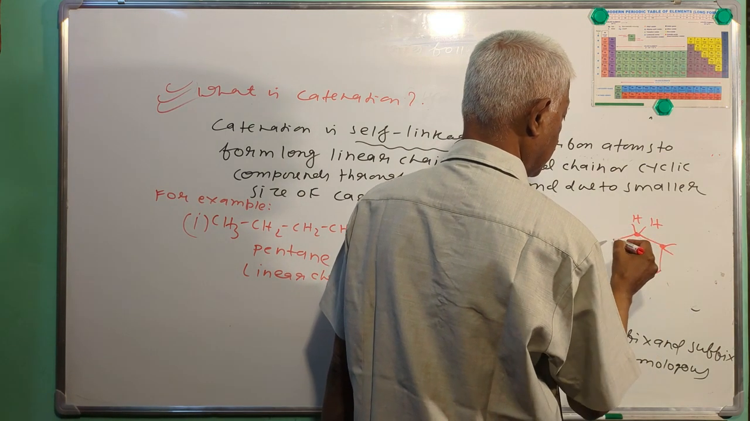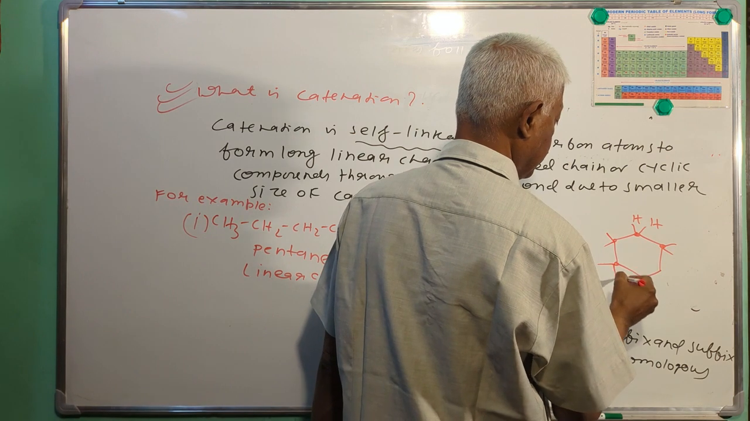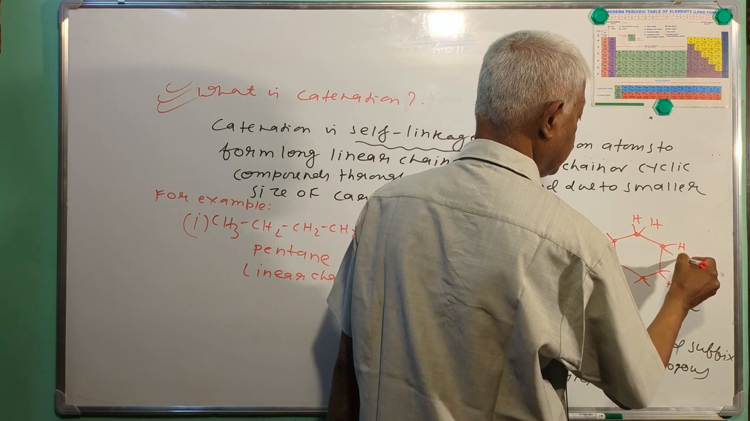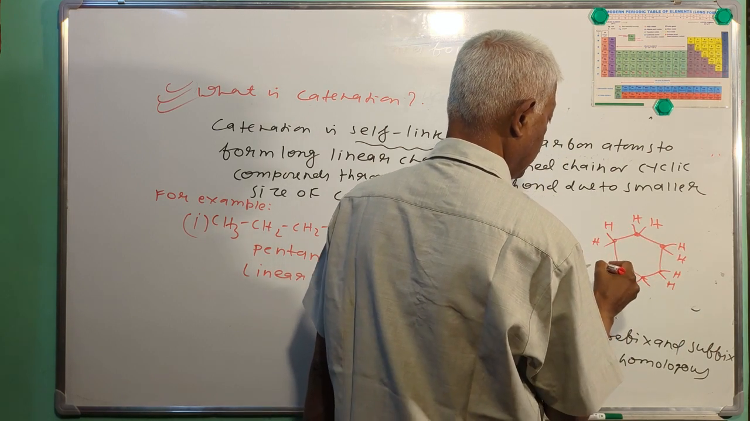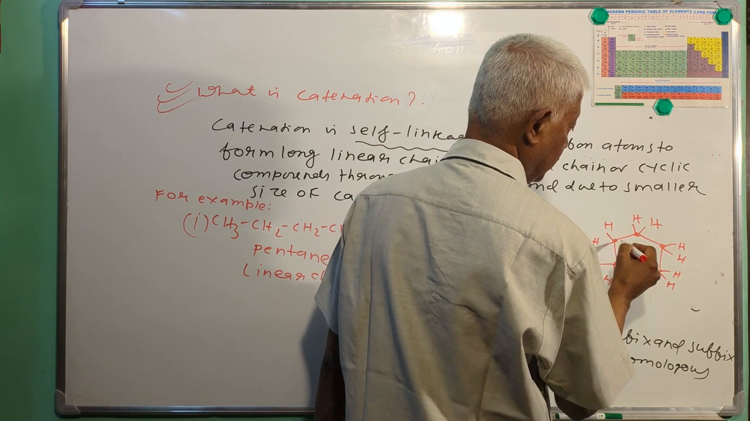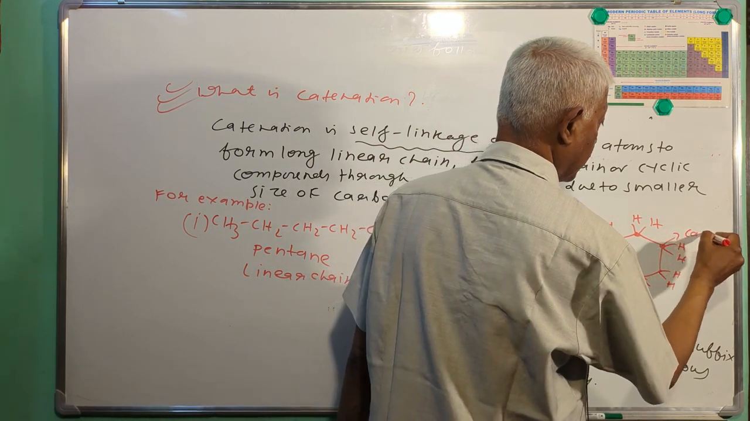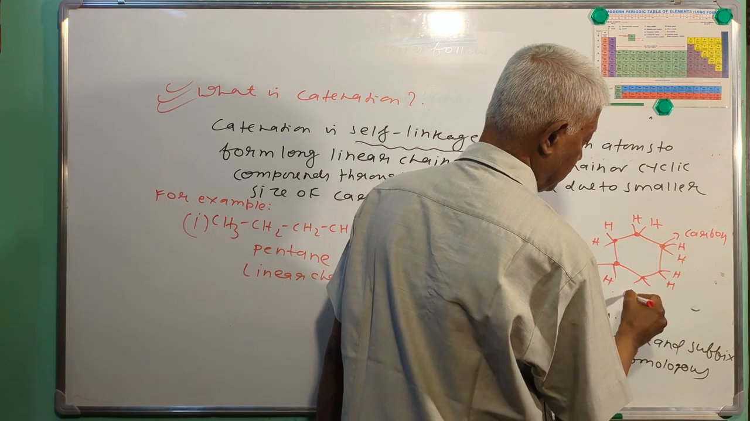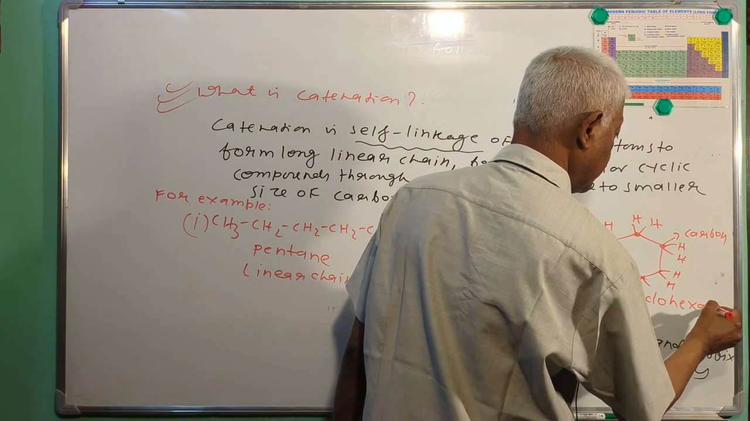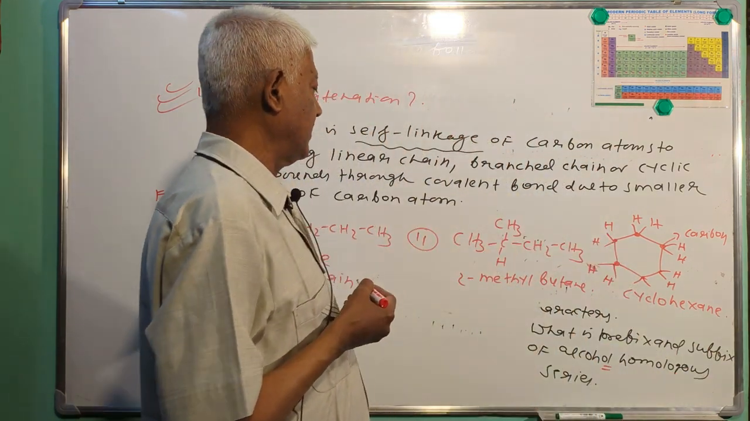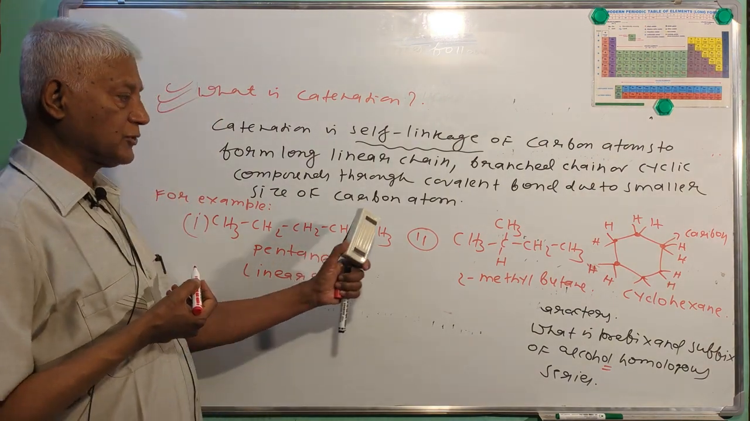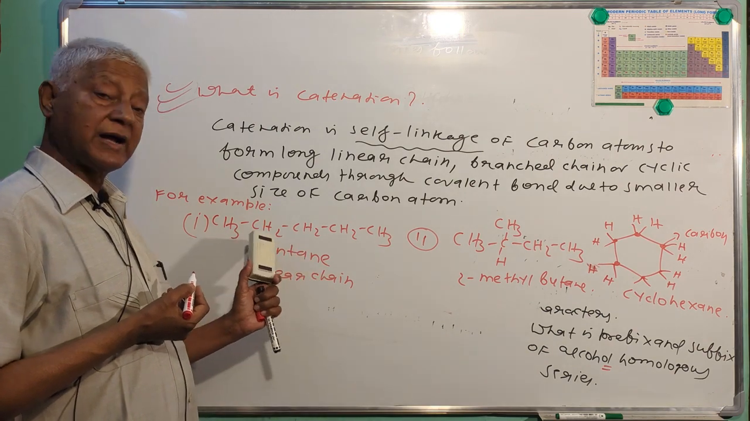Like this. These all are carbon. And you know carbon is always tetravalent. H. This dot is carbon. What is the name of this compound? Cyclohexane. These are examples of organic compounds in which all these compounds form due to catenation.